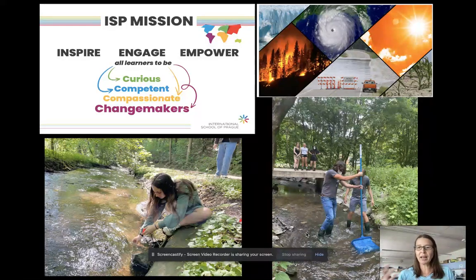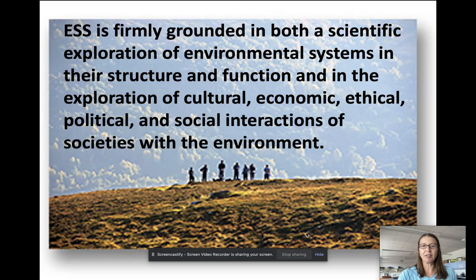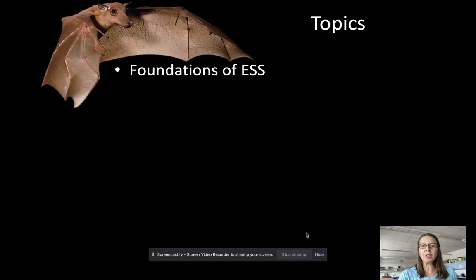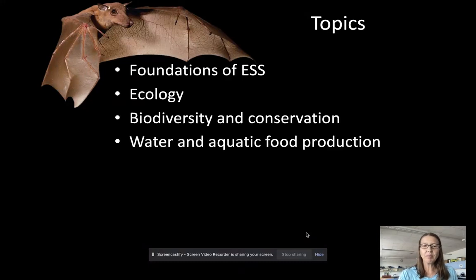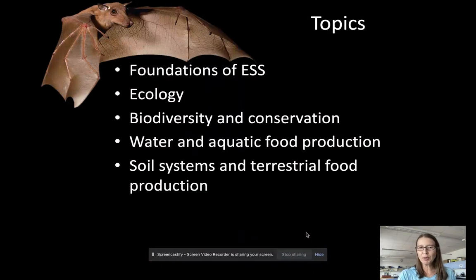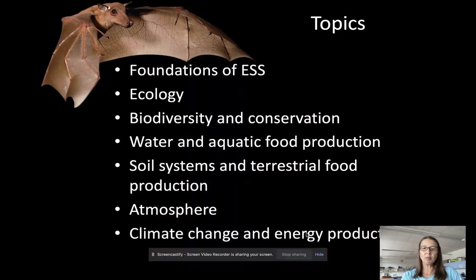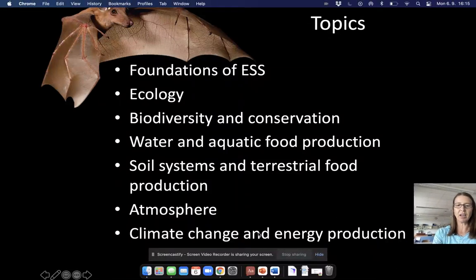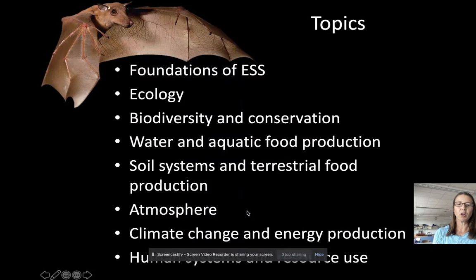And so where we're headed for this coming year, here are the topics that we covered. We did foundations, ecology, biodiversity, water and aquatic food production, soil systems and terrestrial food production. So that's where we left off. And where we're headed now is we are right in the middle of atmospheric systems. I'll give you a little taste of some of the things that we've been talking about over the past couple of weeks. We're going to do climate change and energy production, and then lastly, we will be doing humans and resource use.